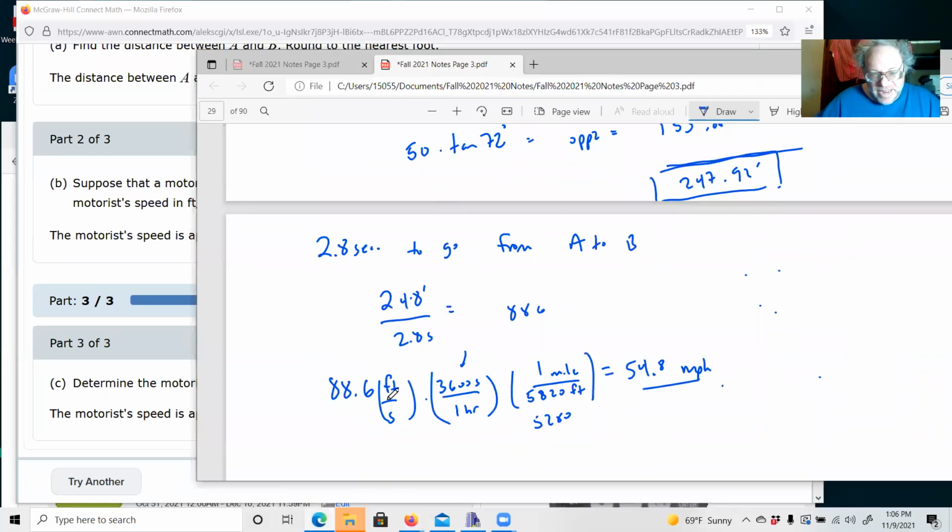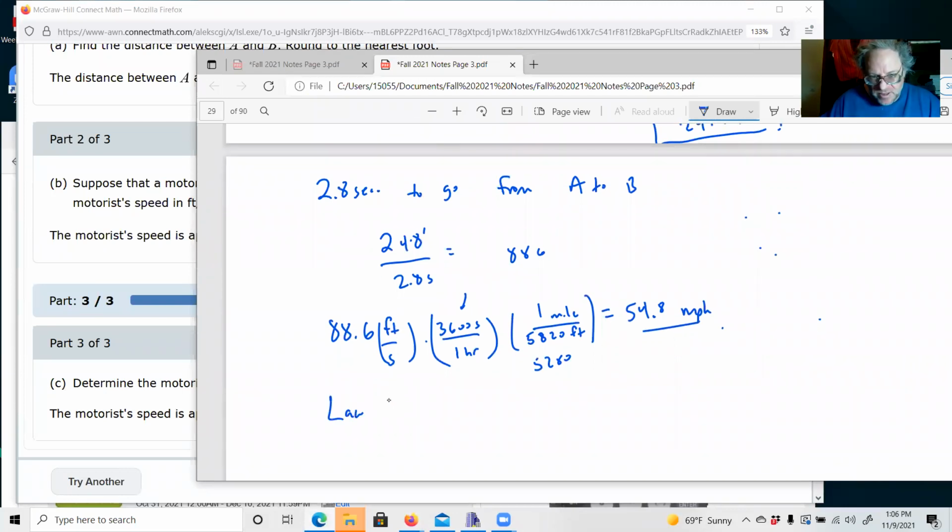Okay, next, law of sines, law of cosines.